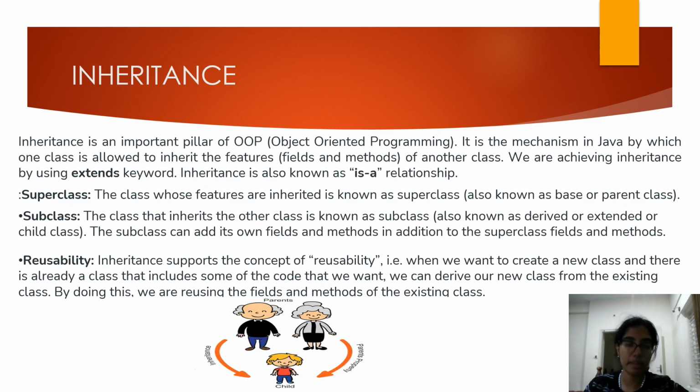Coming to the second important pillar, inheritance is a very important pillar of OOP. It is a mechanism in Java by which one class is allowed to inherit the features of another class. We are achieving inheritance by using the extends keyword. Inheritance is also known as is-a relationship. It consists of 3 terminologies: superclass, subclass, and reusability.